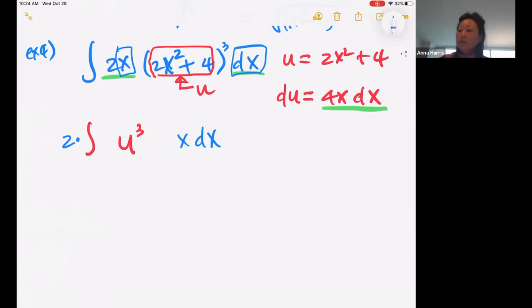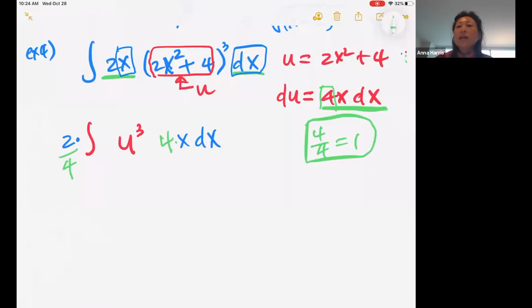Okay, and then you're going to tell yourself, I need a 4. Since I'm doing a 4, I will divide it by what? 4, because 4 divided by 4 is equal to 1. Remember that. Okay? So now this is du.